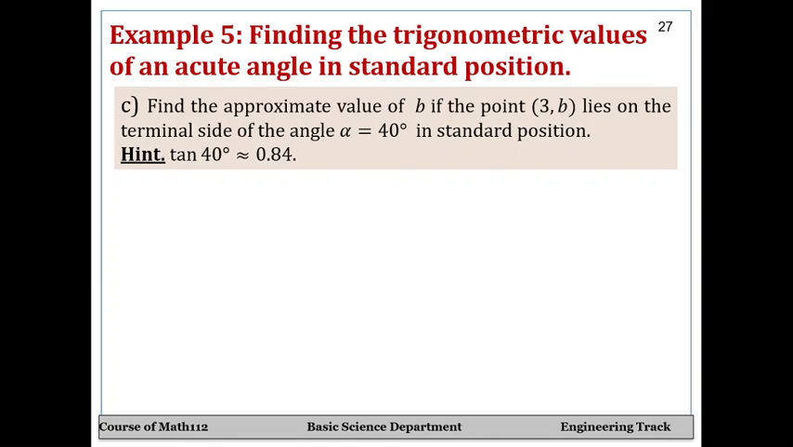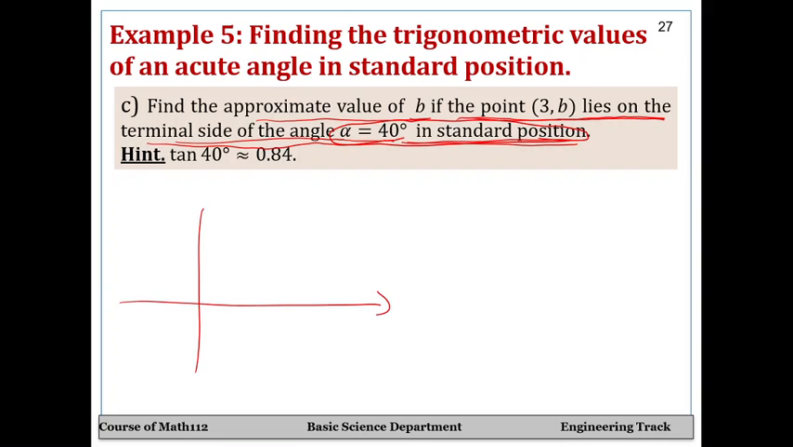Now find the approximate value of b if the point (3, b) lies on the terminal side of the angle alpha equal to 40 degrees in standard position. Find the approximate value of b, okay, if the point (3, b) lies on the terminal side of the angle alpha equal to 40 in standard position. So our alpha is 40 degrees. Okay, it's in standard position. So it has to be something like this then. Let's say alpha is 40 degrees.